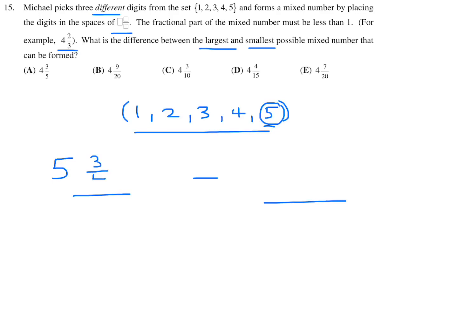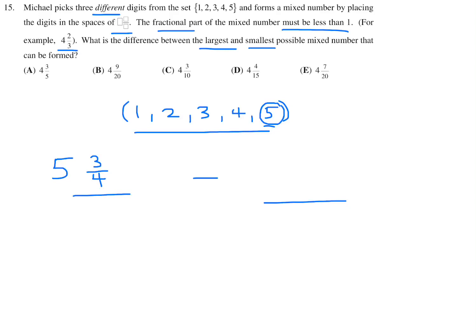3/4. Because I can't put 4 over 3 because it says the fractional part must be less than 1. So as tempting as that is, that's not allowed.